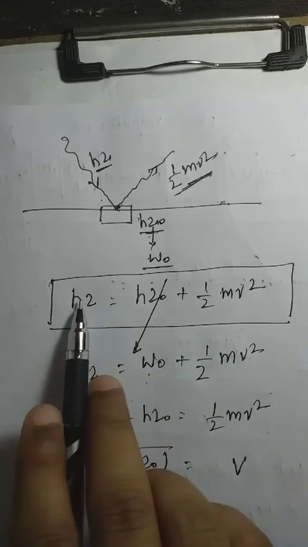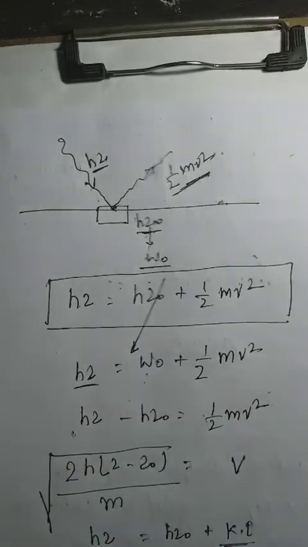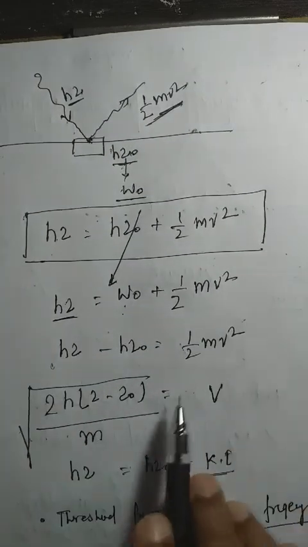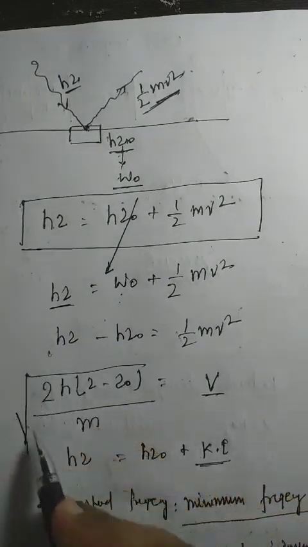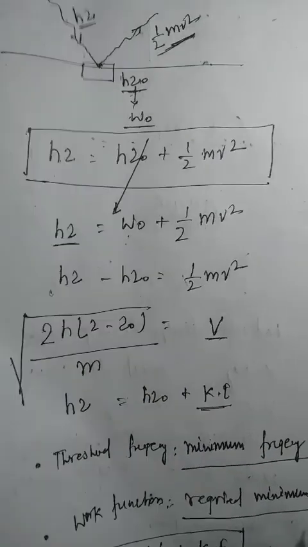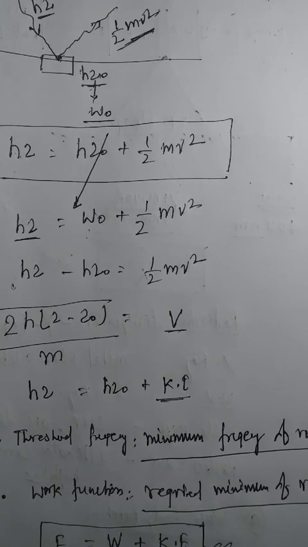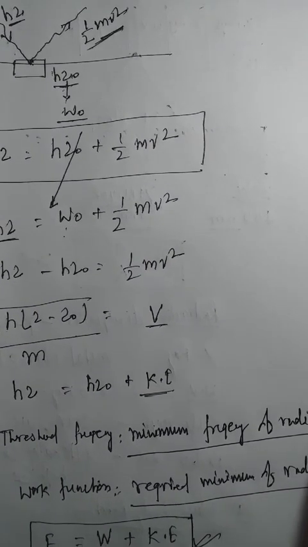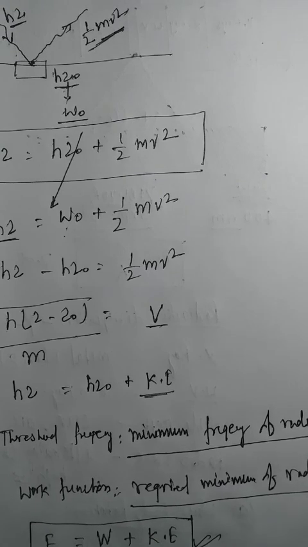So we have organized the relation between energy, work function and kinetic energy. It comes in this order. When someone asks what is the velocity of this particle, we calculate by this formula, or we may write this. It is very typical to identify the threshold frequency. Memorize this key factor: minimum frequency of radiation, work function, required minimum of radiation, minimum amount of energy.